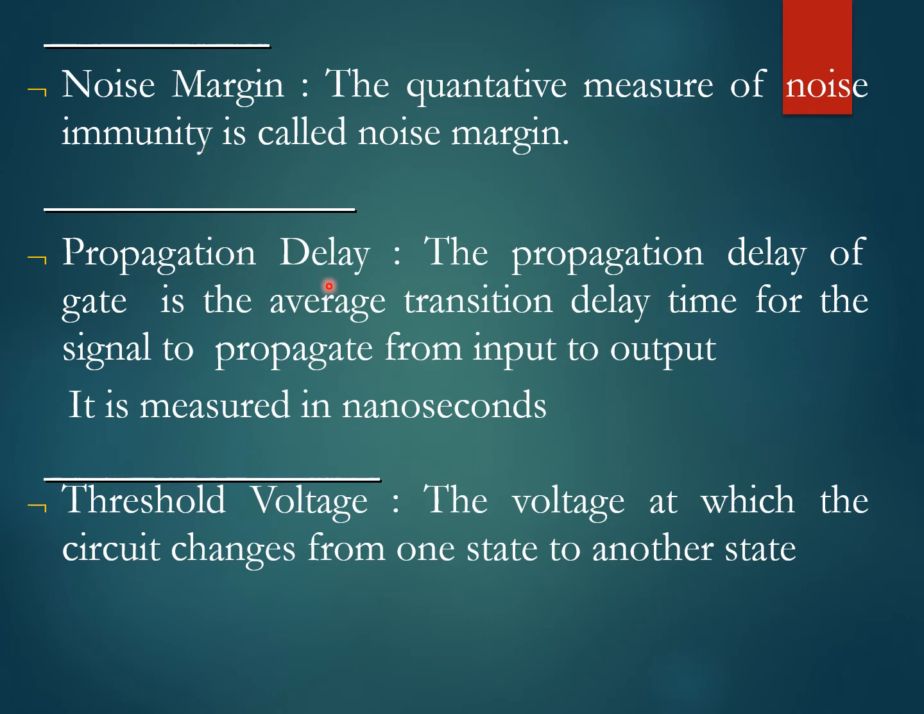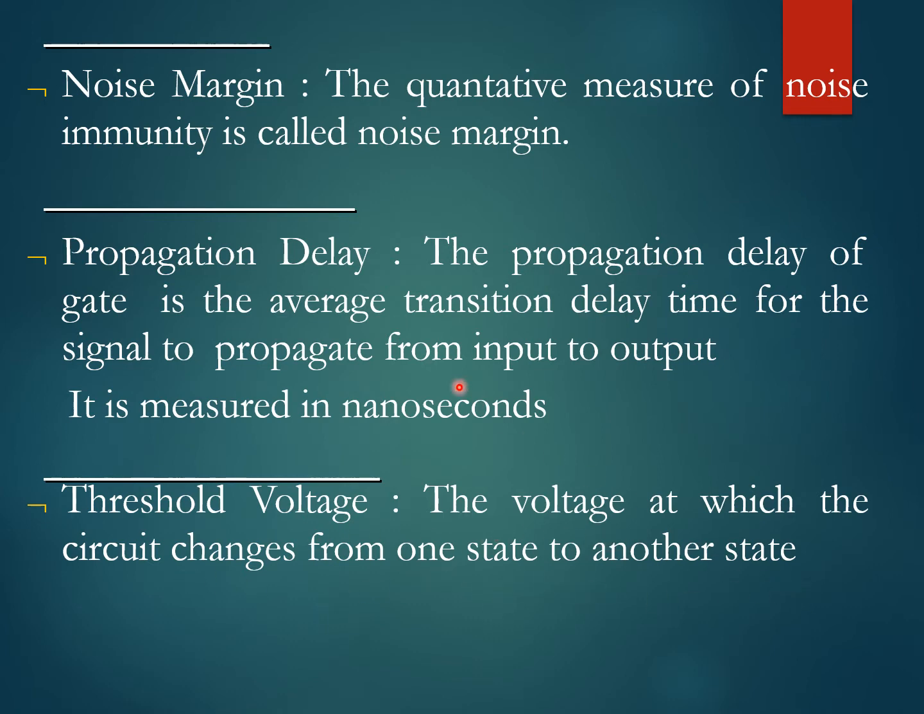Coming to propagation delay. It is the average transition delay time for the signal to propagate from the input to the output. It is measured in nanoseconds. Coming to threshold voltage, the voltage at which the circuit changes from one state to another state.